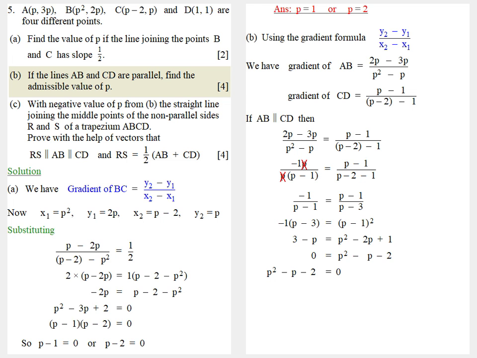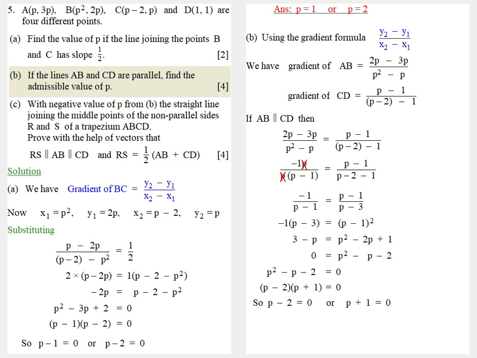Now the left-hand side factorizes. We want two numbers that add to make minus 1 and multiply to make minus 2. That's minus 2 and plus 1. So it factorizes as (p minus 2) into (p plus 1) equals 0.